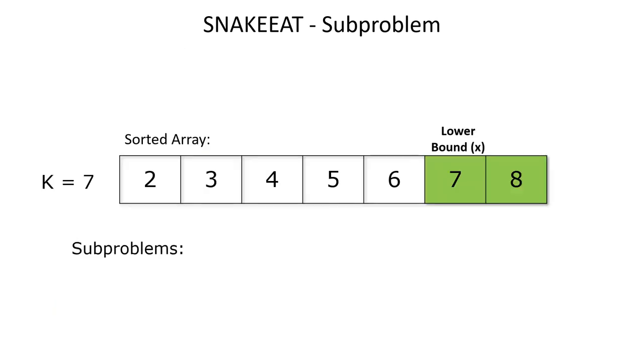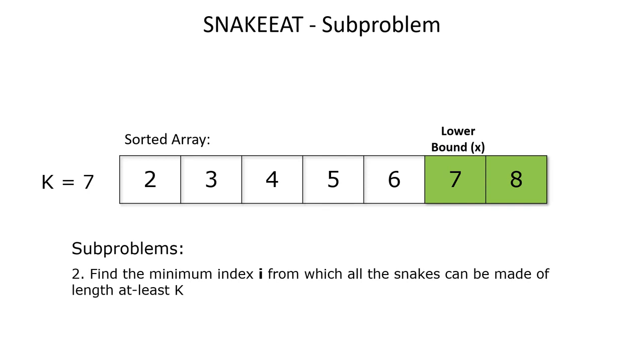Now we will look at the next subproblem, which is also the final subproblem. We have to find the minimum index I such that all the snakes from this index up to the end of the new range can be made of length at least k by eating the remaining snakes. Minimum index so that we get the maximum answer. So suppose we arbitrarily select index I. Now we have to make snakes at index I plus 1 and I plus 2 of length 7 using the remaining snakes at index 0 and 1.